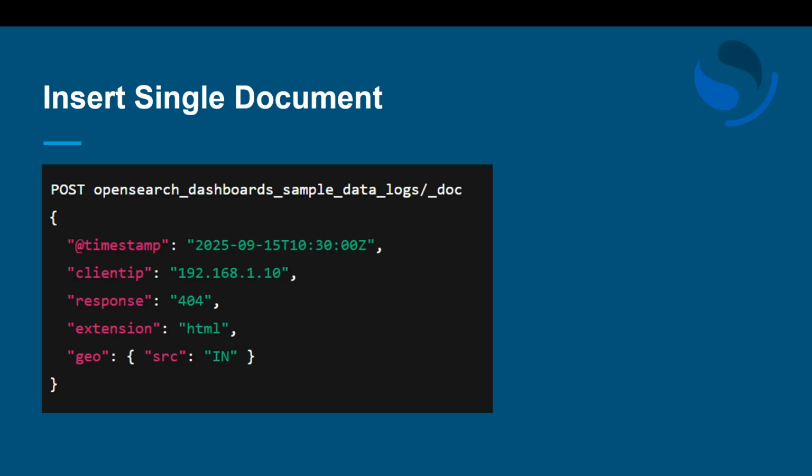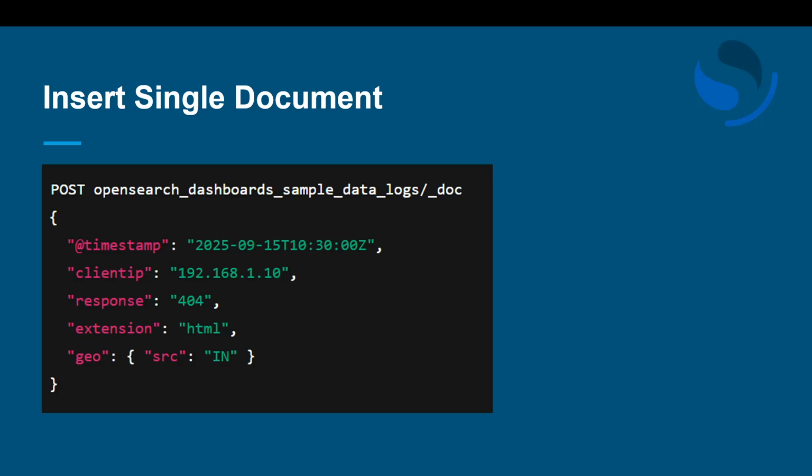So we are going to use the POST command here to add any new data to the resource. And we also mention the specific index name, which we are going to use. As I mentioned, we have used this OpenSearch dashboard sample data log, and you can see this slash _doc. So _doc tells OpenSearch that you are inserting a single document. This is how it works.